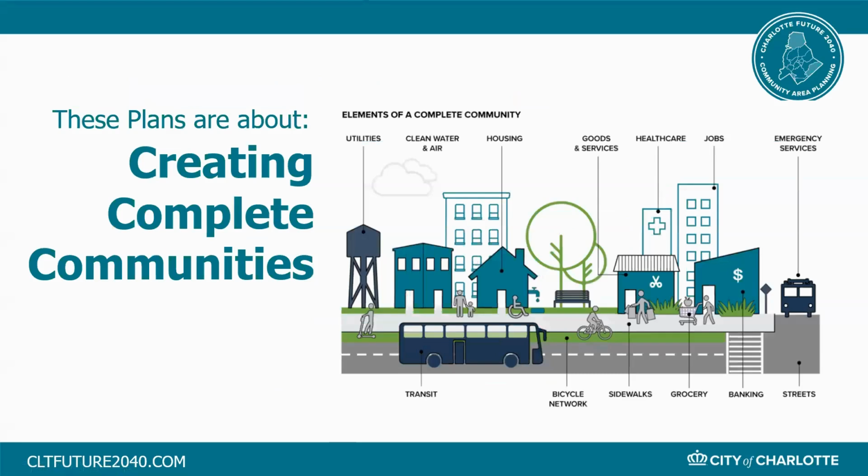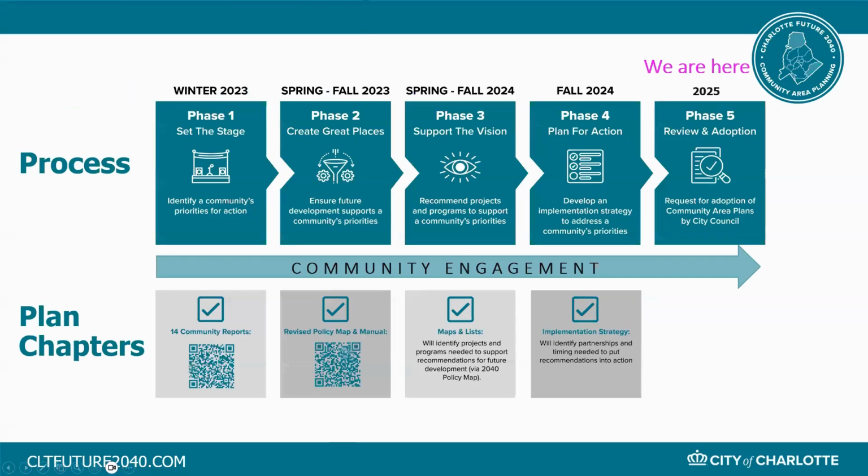Community area plans essentially are about creating complete communities, which means creating places that integrate housing, job opportunities, and daily goods in an accessible manner. In other words, live, work, and play in the environment that you live in. Community area plans were developed with a 5-phase process that occurred over 2 years. Staff has offered multiple engagement opportunities in each phase, and we have shared the feedback we've received along the way.